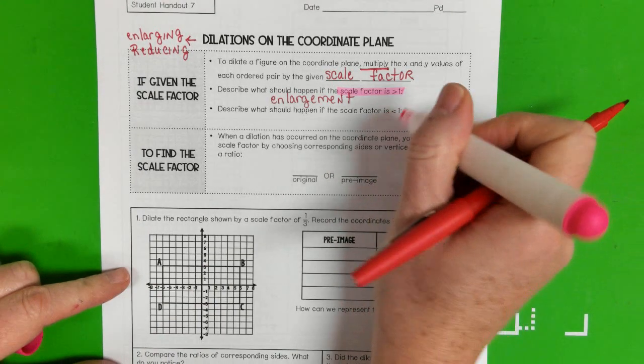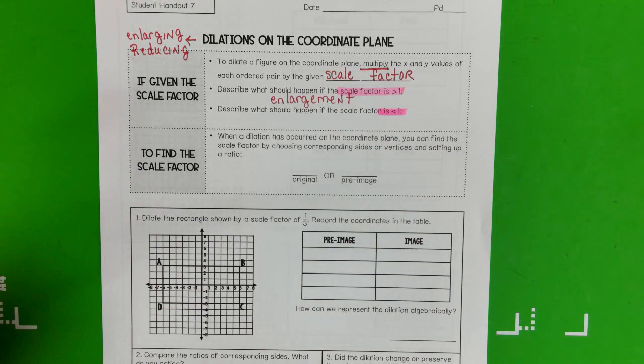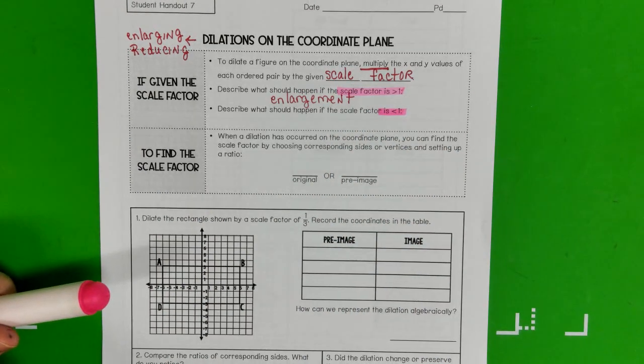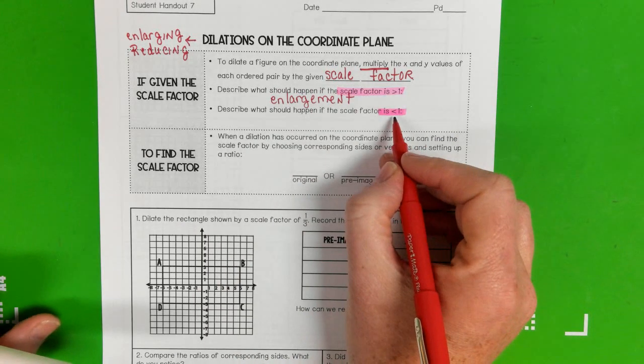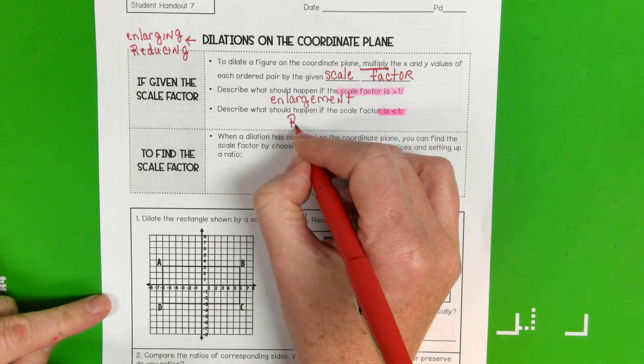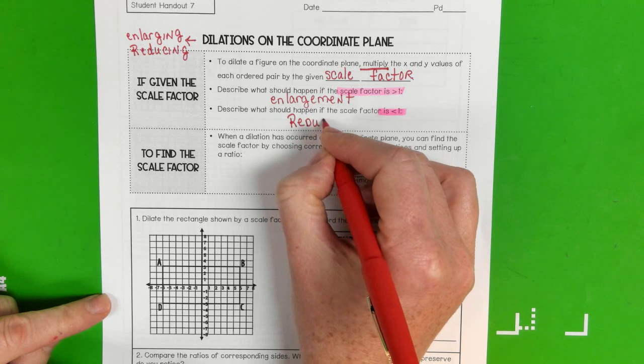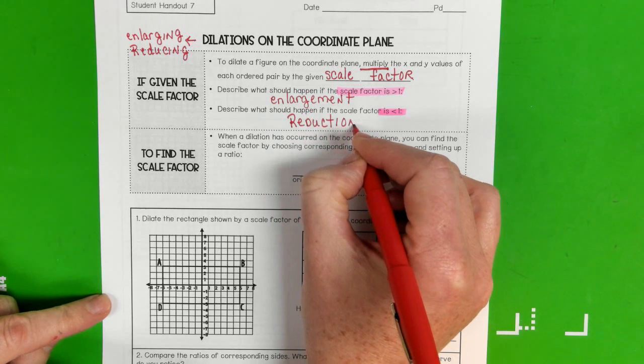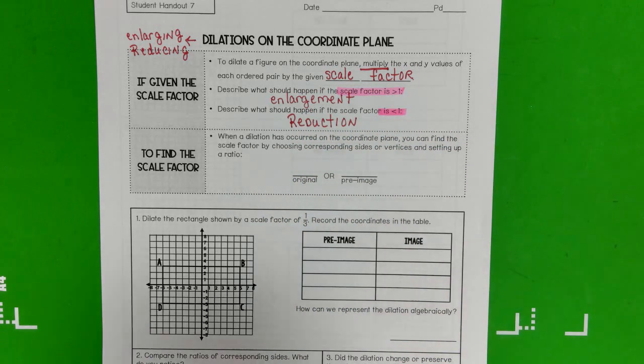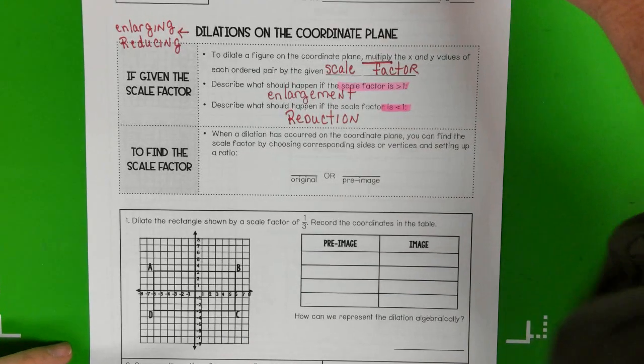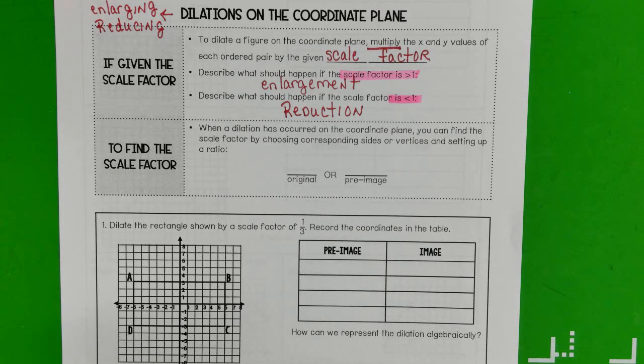If the scale factor is less than 1, and just know the scale factor will never be negative, but if the scale factor is less than 1, then this is a reduction. We are reducing it. If I multiply by 1/2, we are halving a number, so the numbers are going to get smaller, right? So hopefully that makes sense.